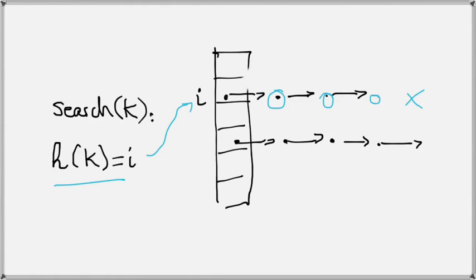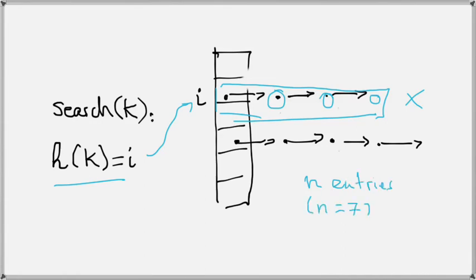And in the worst case, in the case where k is not in the hash table, I will go through the whole list in slot i. Now if we have n entries in our hash table, so in this example n is 7, then the worst that can happen is that all of them are actually in slot i, so everything's here, and then searching indeed takes linear time. So the worst case is linear.